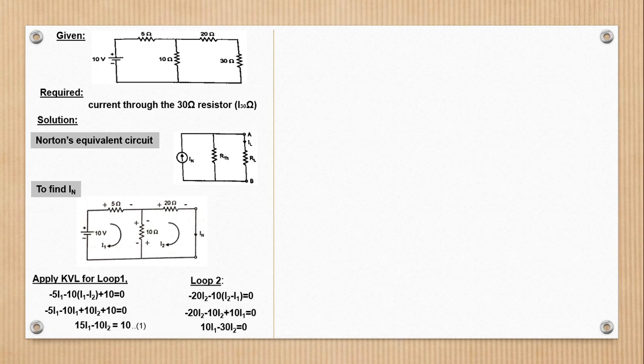After simplifying the loop equation, you can get the value 10I1 minus 30I2 is equal to 0, which is considered as equation number 2. Now we have two loop equations as we have two closed loops. Now apply Cramer's rule. For that, consider equation number 1 and 2. For two closed loops, we have to write a 2 cross 2 matrix. First, we have to find the value of del as usual.